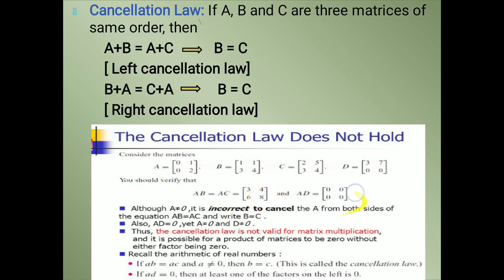And for AD, that means A multiplied by D, it will give you a null matrix, that is O matrix 0. So although A is not equal to 0, it is incorrect to cancel the A from both sides of the equation AB equals AC and write B equals C. So the cancellation law is not valid for matrix multiplication. But if it is addition or subtraction, you can directly cancel out. Okay, let's move on to the next part.